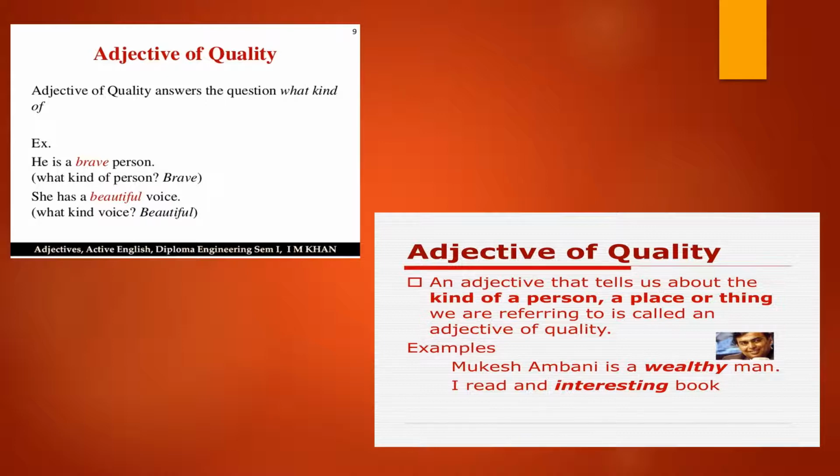Suresh is an expert driver. Second example, this is an excellent book. China is a large country. Lata is a thin girl. In these sentences, expert, excellent, large and thin are adjectives of quality. They describe qualities of a person or things. Adjectives of quality answer the question what kind. So, adjectives which tell us what kind of a person or thing is are called adjectives of quality.